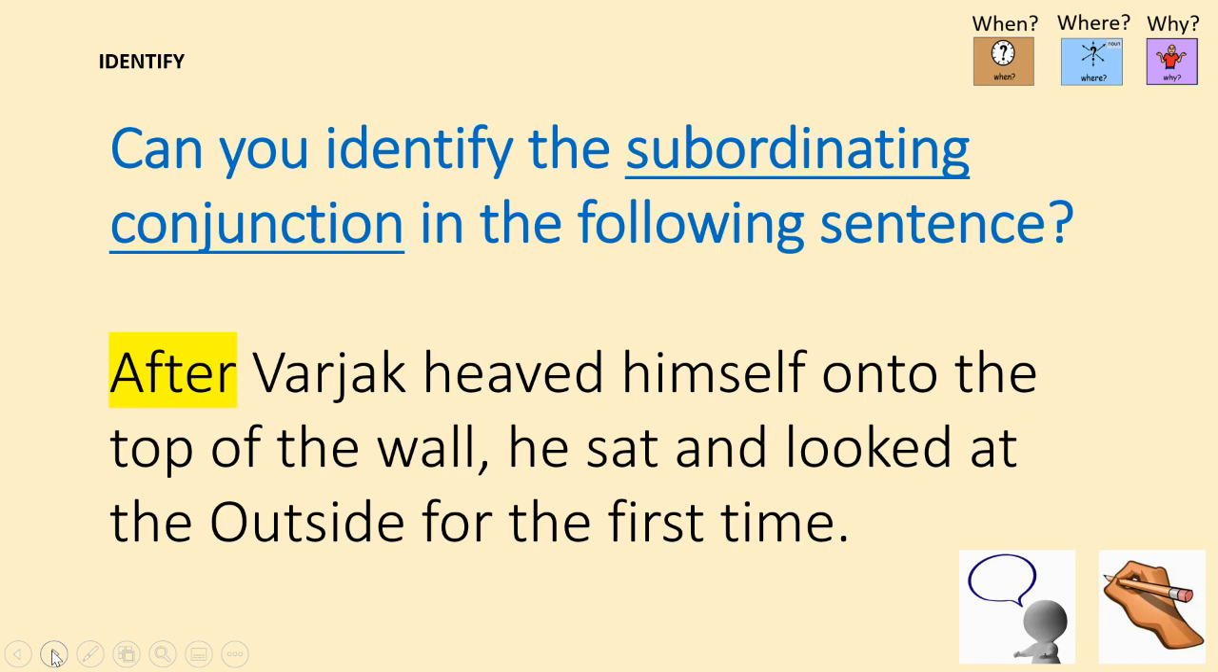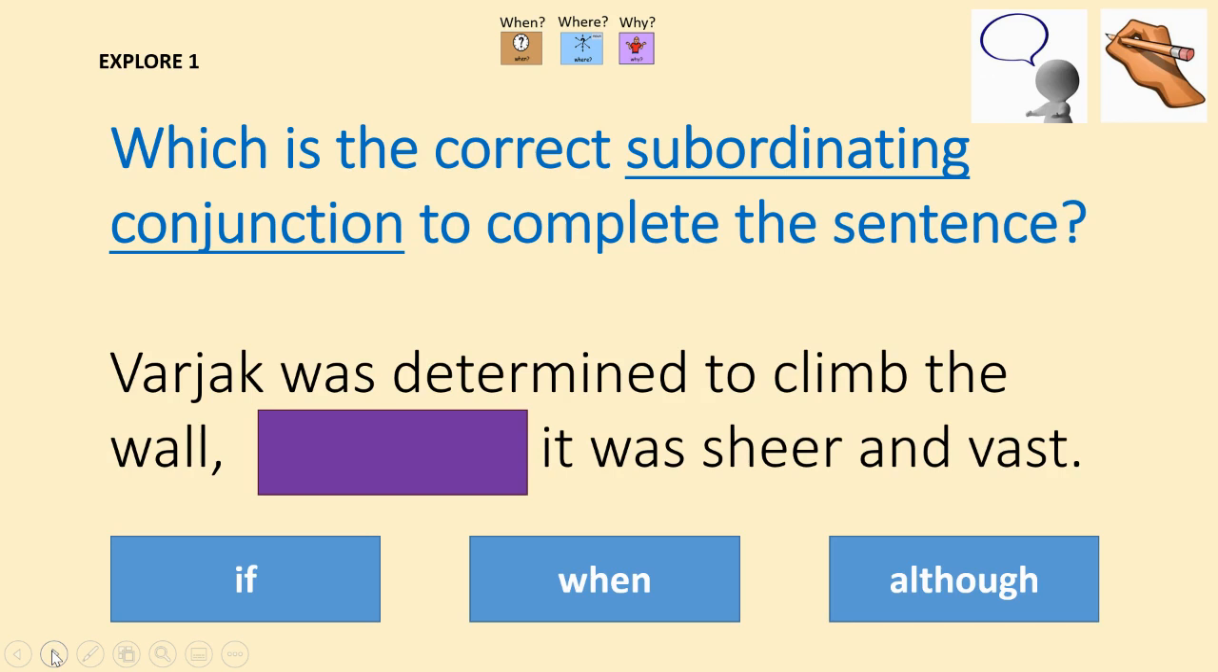Okay, and we could also read this sentence. I told you this one was a challenge. We could also say, he sat and looked at the outside for the first time after he had heaved himself onto the top of the wall. So just with a little bit of changing there, we could actually write it that way too. But like I said before, we can have a look at this together when we're back at school. At the moment, I just want to know, did you identify the subordinating conjunction after? Well done if you did, because that was a real challenge.